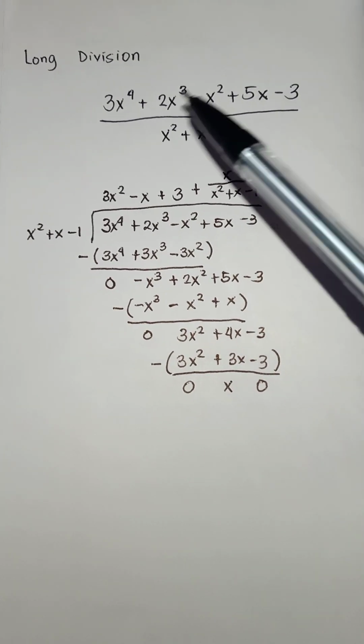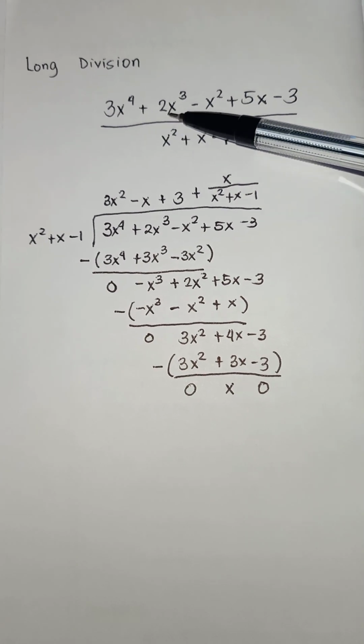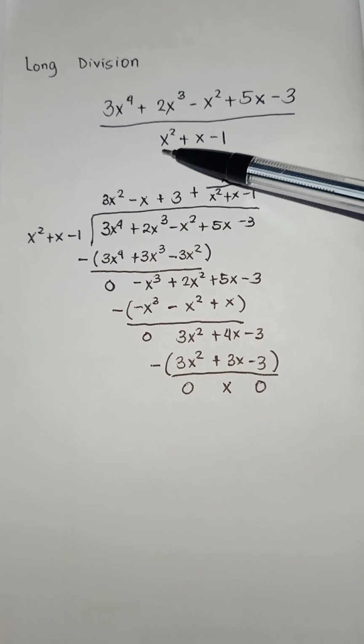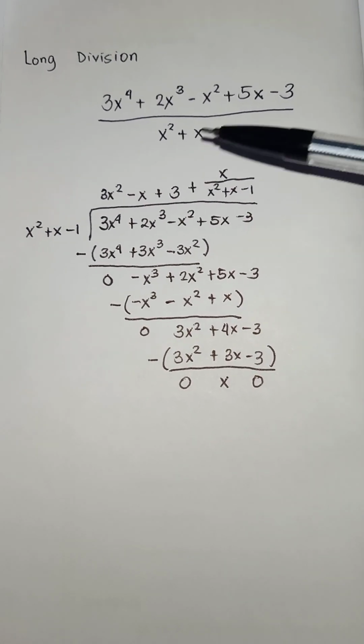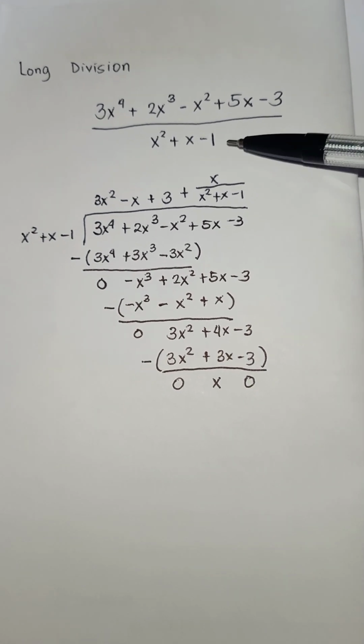Okay, so we have here the long division. The given is 3x to the fourth plus 2x cubed minus x squared plus 5x minus 3 all over x squared plus x minus 1. So we use this long division if we are dividing a polynomial by another polynomial.